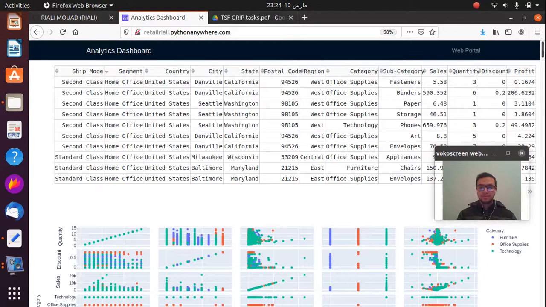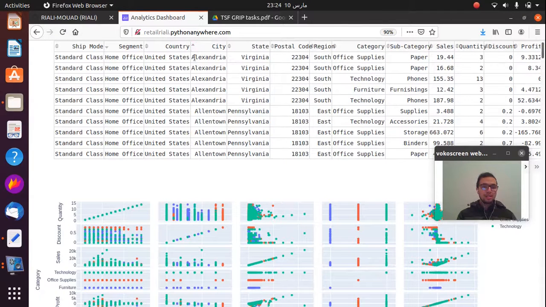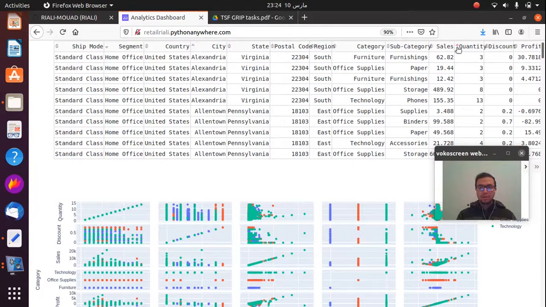So here we have a general representation of the dataset: ship mode, segment, country, city, and we can sort the values here. For instance, here we sort alphabetically, and here we'll sort depending on quantity.